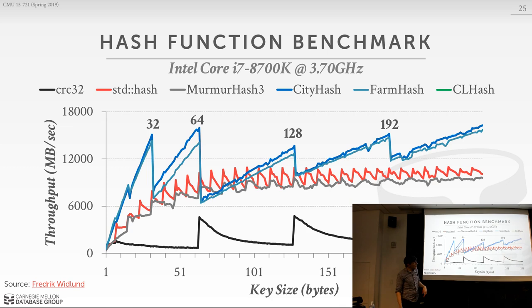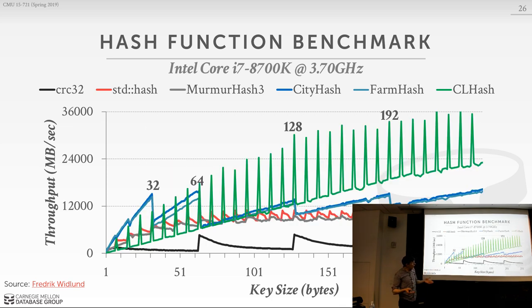All right, so let's look at CL hash. When you're less than 64 bytes, CL hash actually doesn't do that great. But going beyond that, looking at larger key sizes, it does really, really well. And it's interesting that you have these spikes for individual byte sizes, and that's when you see those jumps like that, right? So again, clearly you don't want to use CRC32.